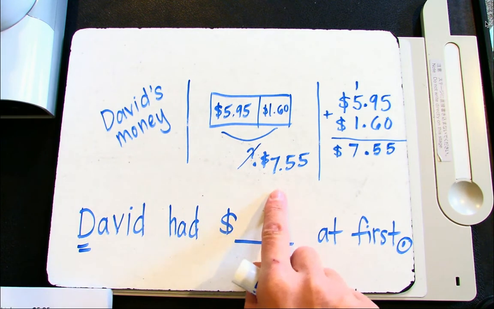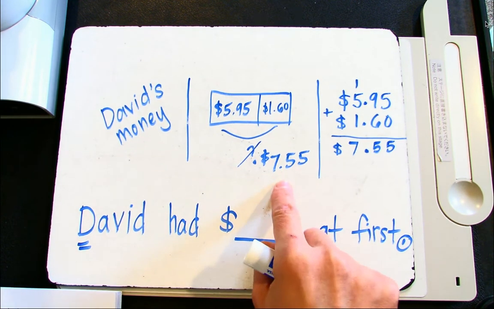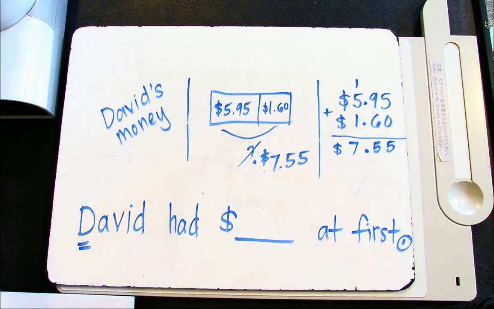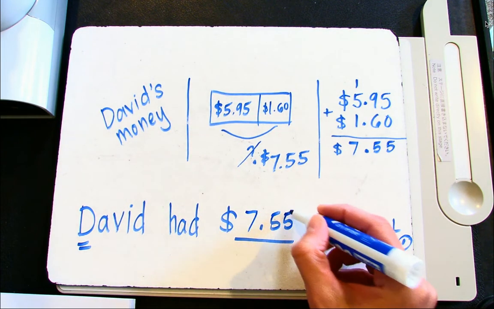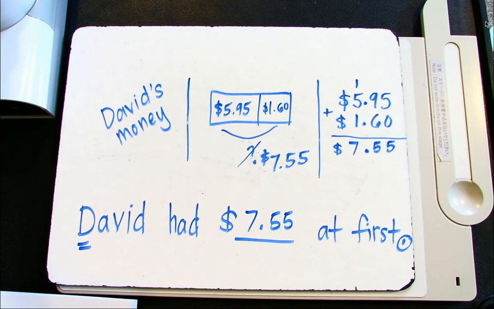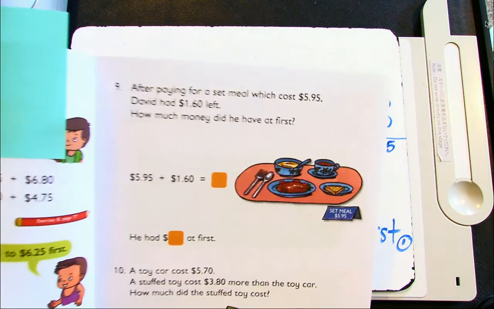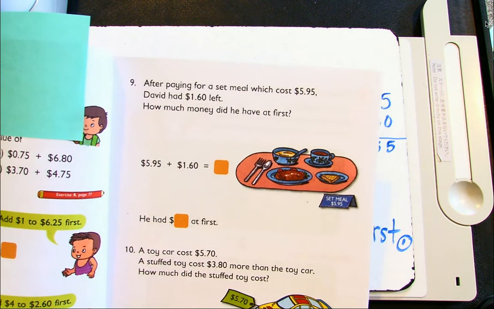And I think that would make sense that he had $7.55 at first, and then he bought some stuff and he had some left over. So then I'm going to go back and I'm going to put this in my answer sentence there. And David had $7.55 at first. And I think that seems like it would make sense.